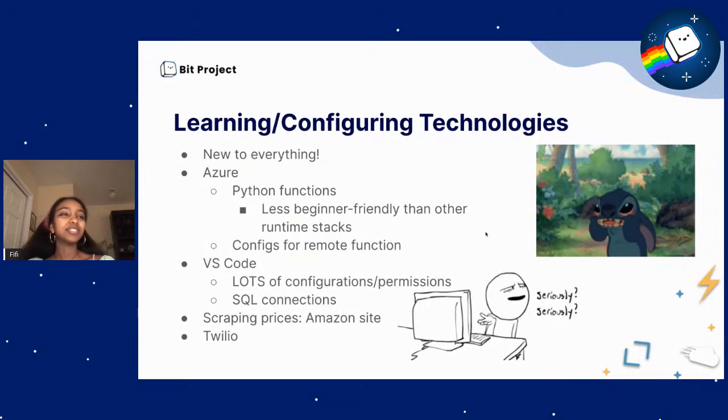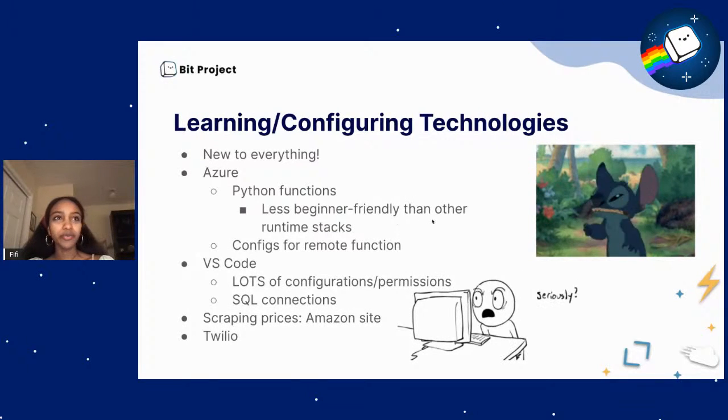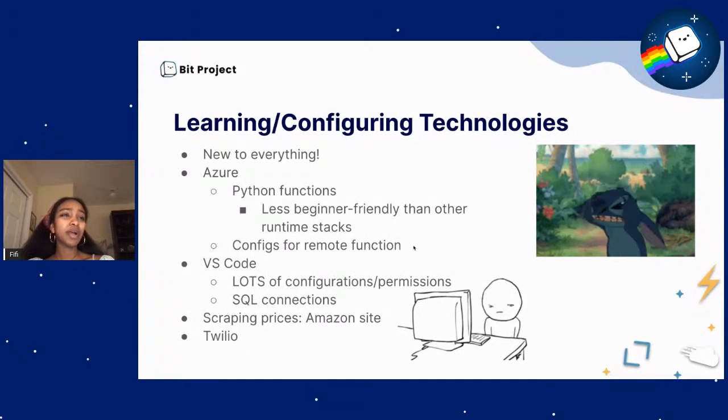I decided to use Azure and Python functions specifically because of the Beautiful Soup library, which was really helpful in scraping the data, but actually turned out to be a lot less beginner friendly than the other runtime stacks. Additionally, it required a lot of configurations for the remote function and unfortunately did not enable me to actually modify anything in the portal. So I had to download VS Code, which was the environment where I coded pretty much everything. And this definitely had some issues because with Python functions, there were a lot of different configurations for the remote portal and the remote program than the local ones.